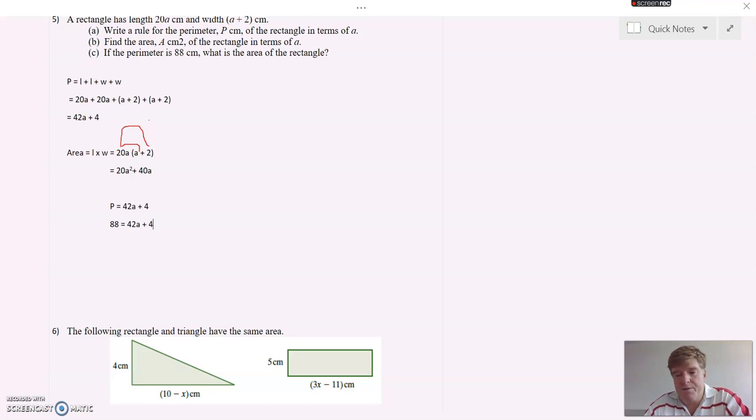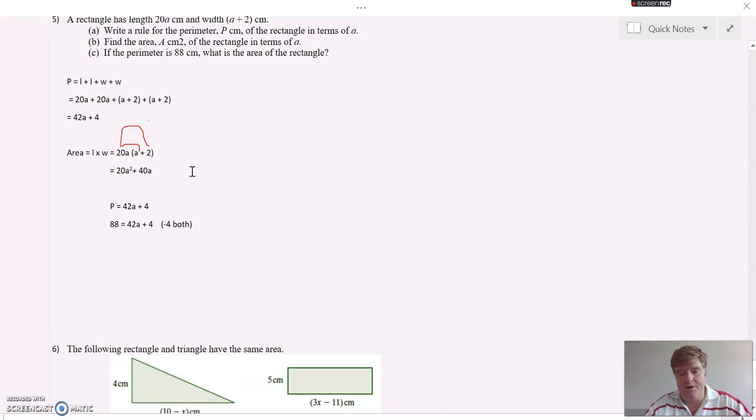So we want to find out what a equals. It's just the normal balance beam approach, doing something to one side, something to the other. So we want to subtract 4 from both sides. So 88 minus 4 is 84 equals 42a. Plus 4 minus 4, they just cancel out, which is kind of what we'd hope might happen. Right, so we've got 42a by itself.